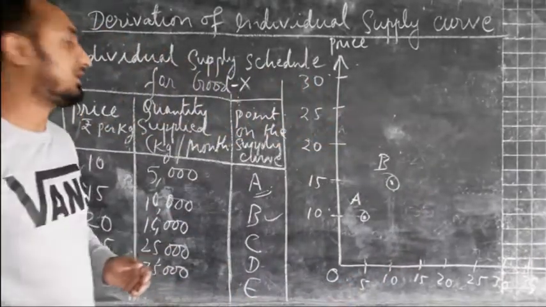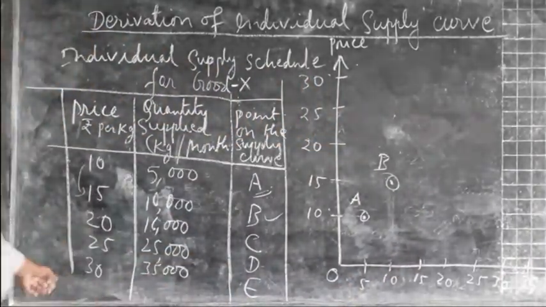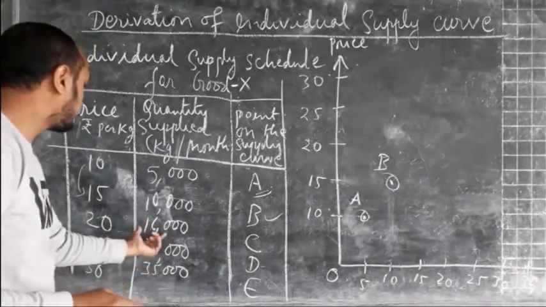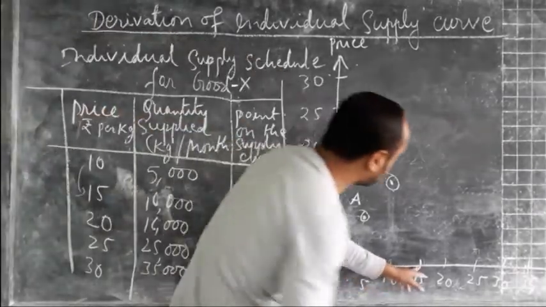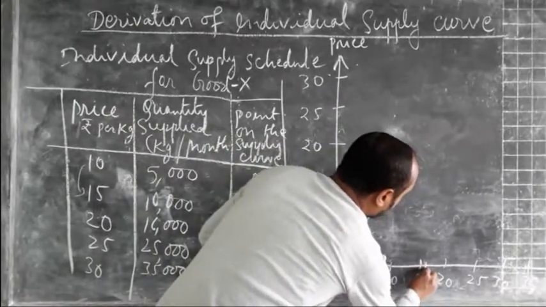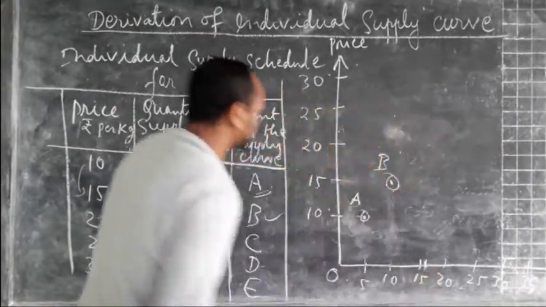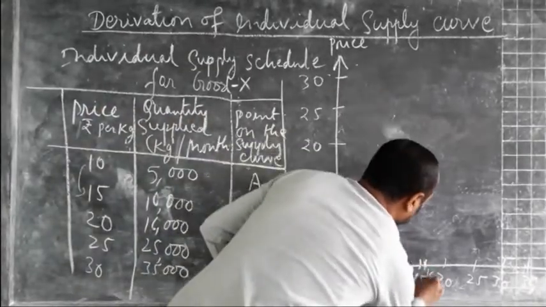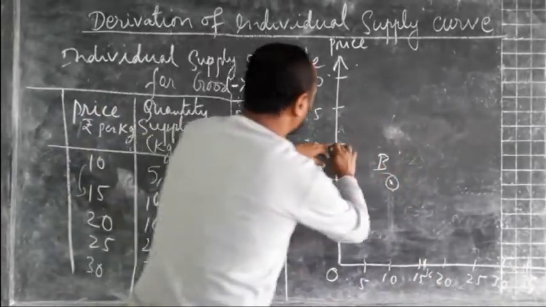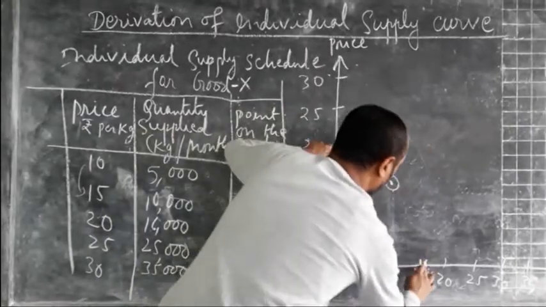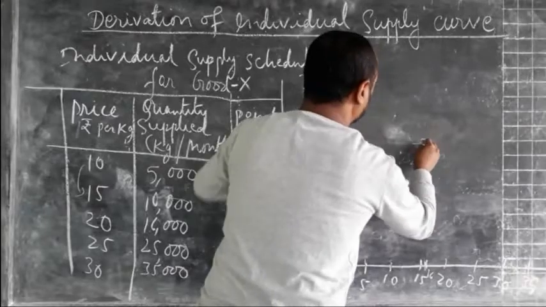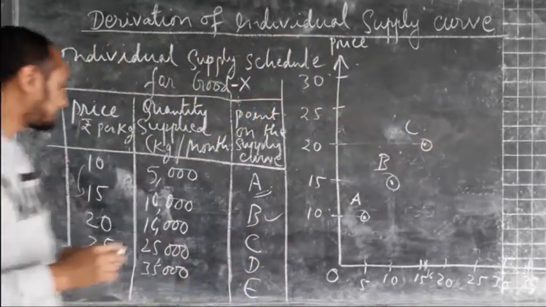Now similarly we will do it for the next price. Next price we have 20 and the quantity supplied we have 16,000. So 15 is here, 16 will be the next, just after this 15. Now when price is 20, the quantity supplied is 16,000. So here we will take one more point. Suppose this is point C.